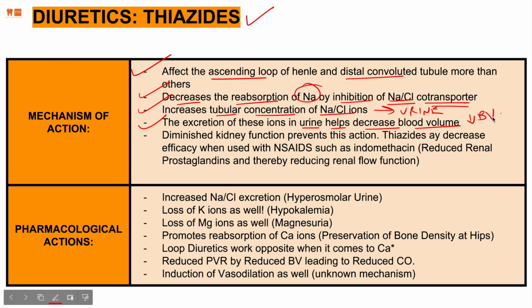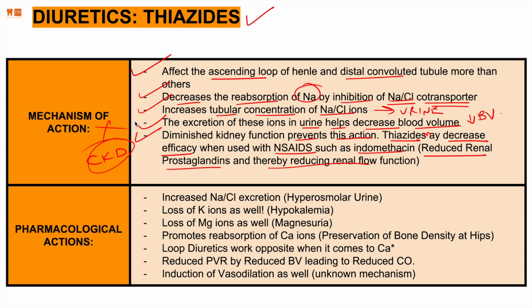Remember, it's an antihypertensive, right? A diminished kidney function, such as in chronic kidney disease, prevents this action. Thiazides may decrease efficacy when used with NSAIDs such as indomethacin. They reduce renal prostaglandins. Remember, prostaglandin blockers are NSAIDs, and therefore they reduce renal blood flow. So with CKDs, thiazides are not preferred.